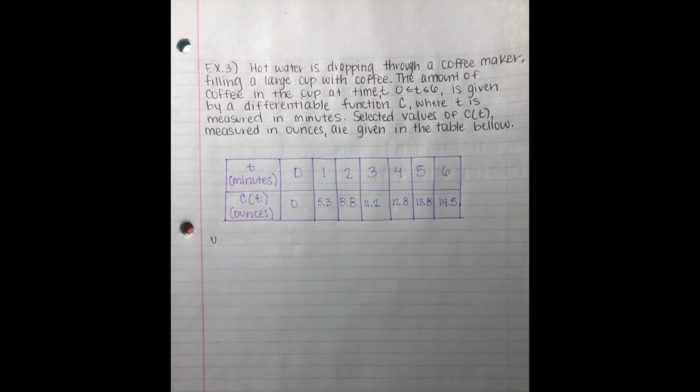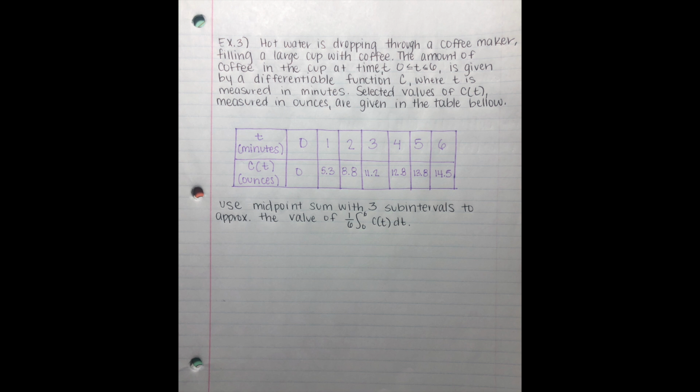In our last example, we have hot water dropping through a coffee maker, filling a large cup with coffee. The amount of coffee in the cup at time t is given by a differentiable function C, where t is measured in minutes. Selected values of C(t), measured in ounces, are given in the table below. Using midpoint sum with 3 subintervals, approximate the value of 1 over 6 times the integral from 0 to 6 of C(t) dt.